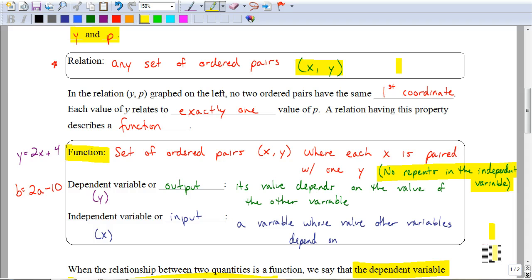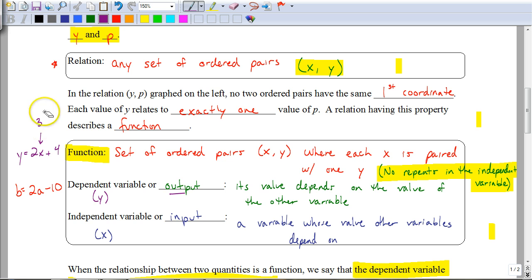Let's look at this example over here, where we have y equals 2x plus 4. With that example, the x would be your independent variable, because I can pick any value I want for x. Let's say I put in a 3 for x. Well, 2 times 3 is 6, plus 4 is 10. So my value for y is 10. And the reason it's 10 is because I chose to input 3 for x, and the output is going to be 10. That value of 10 depended on the number we picked for x.